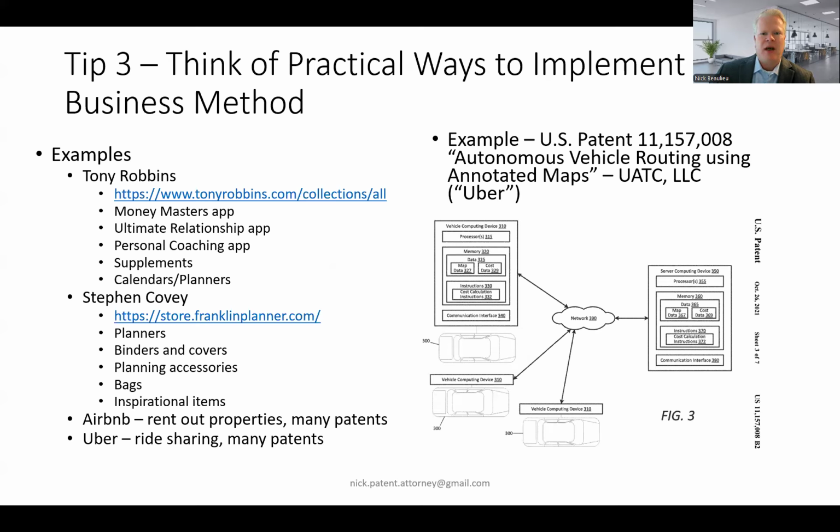So tip 3: think of practical ways to implement the business method. I have a few examples I'd like to talk about here. If you look at Tony Robbins, you can go to his website that I have listed there, and these are the products that he's selling. He's selling Money Masters app, Ultimate Relationship app, personal coaching app, health supplements, calendars, planners, and a bunch of other stuff.